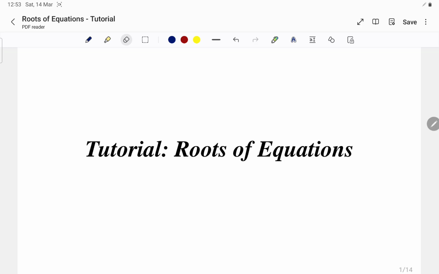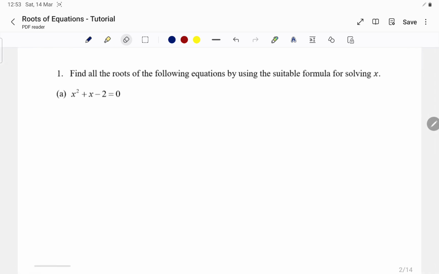Now we'll go to question 1, where we have: find all of the roots of the following equation using the suitable formula for solving x. If you see here, for questions A, B, C and D, it is actually a quadratic equation or quadratic function. How do we know that it is quadratic? By looking at the highest degree of the polynomial that we have, which is x to the power of 2.